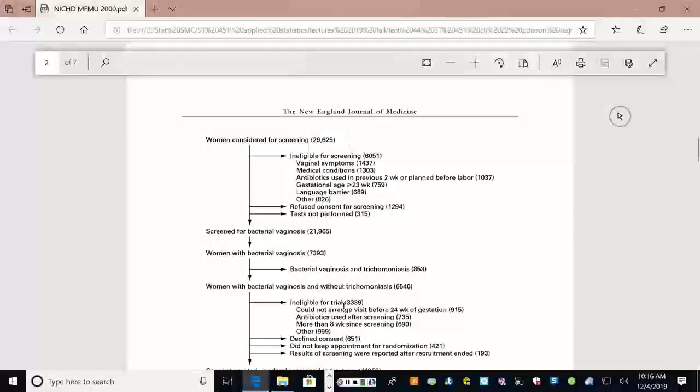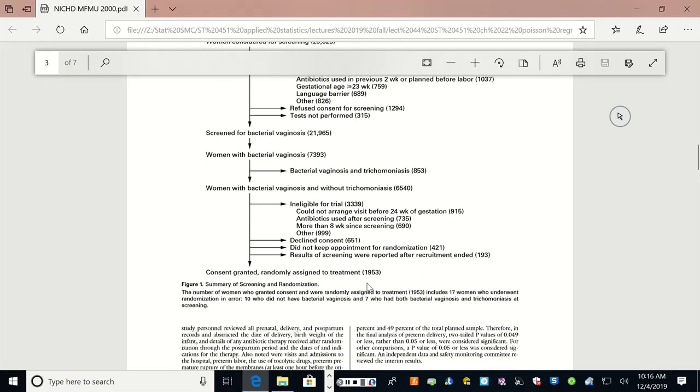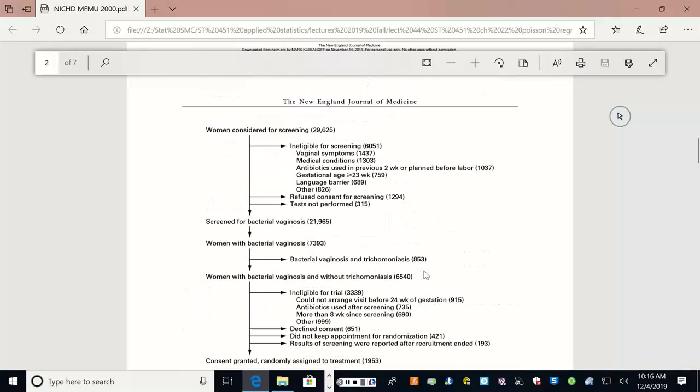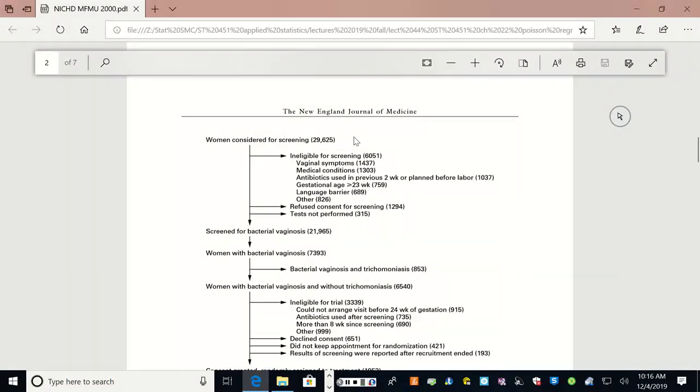This is how they give these tables for how they get 1,000 women or so. What was it? Yeah, 1,953. This was a bigger study, one of the biggest that was included. They started with looking at records for almost 30,000 women. Right? Some were ineligible for screening. Some refused consent. They got consent. Can we screen? So 22,000 were screened because this is asymptomatic, right? So they're pregnant, but they're not showing signs, right? 7,000 with.